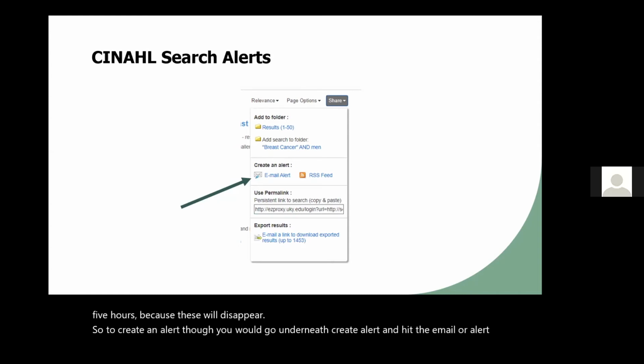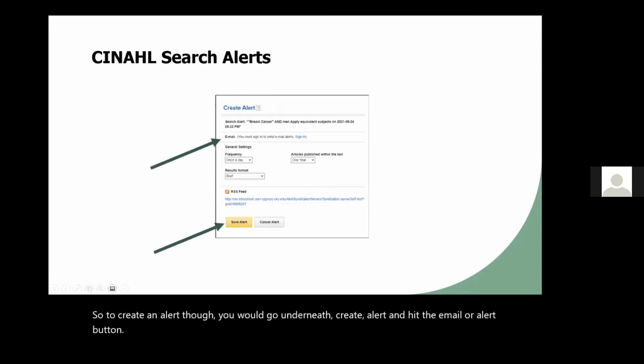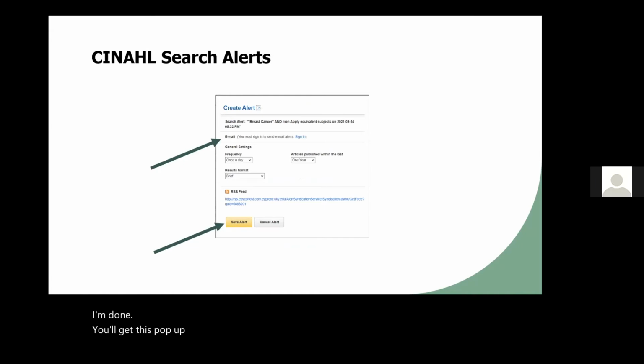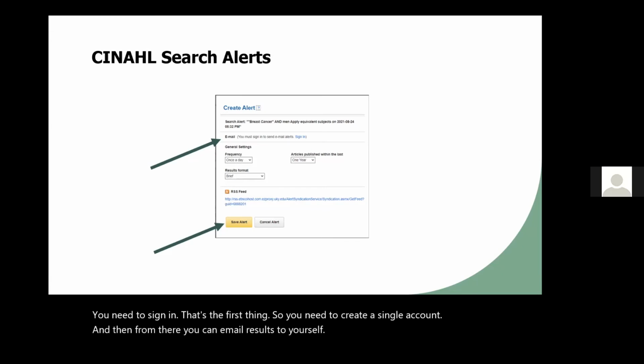button. And then you'll get this pop-up box. So the search alert and men search, you need to sign in. That's the first thing. So you need to create a CINAHL account. And then from there, you can email results to yourself. So I will show you all in a second where to go to create a CINAHL account.